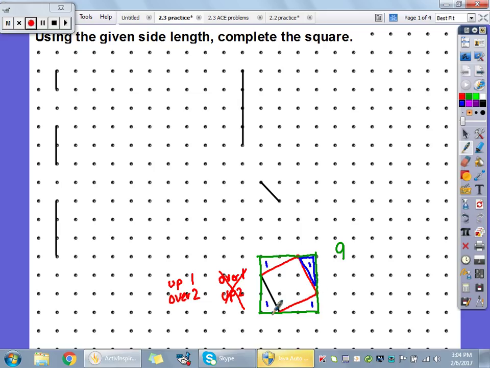So we have 4 that we're going to subtract out, because 1 plus 1 plus 1 plus 1 is 4. And then what's left is the area of the red square, which is 5. So if the area here is 5, then the side length is equal to the square root of 5.